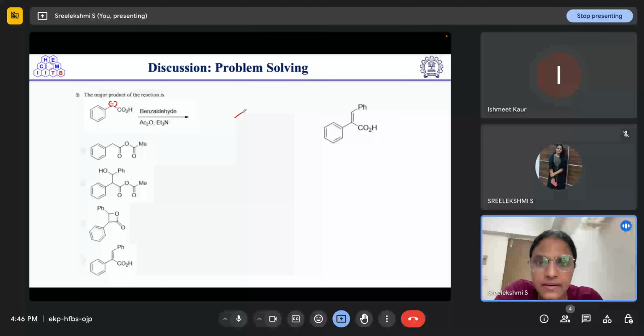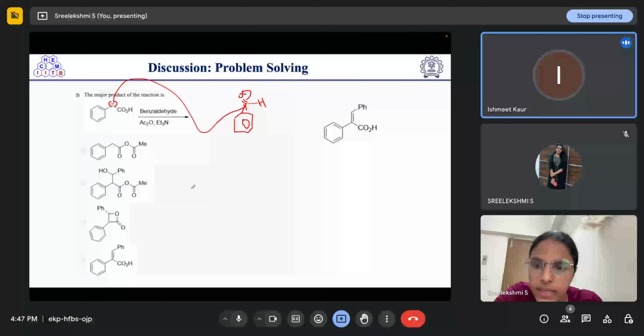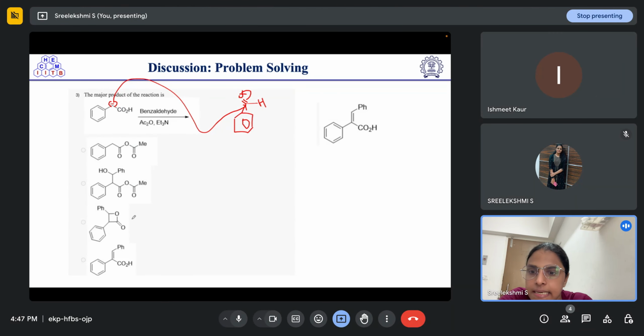Okay, so we have here benzaldehyde, right, as the other substrate. That is this aromatic ring, double bond O and H. So whatever carbanion is generating at first, that will attack at this carbon center and it will be forming this O minus, right? Yes, ma'am. Okay, so then it is basically an aldol condensation reaction. So if we are not heating also, in presence of this acetic anhydride triethylamine, there is a possibility of elimination of that water molecule.